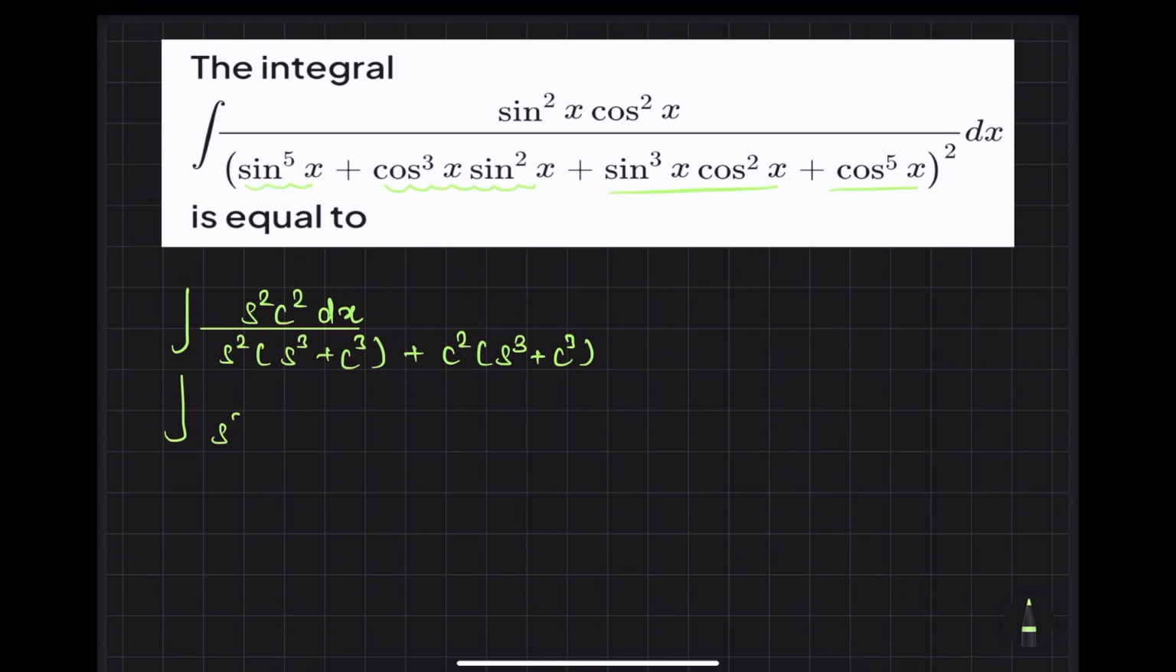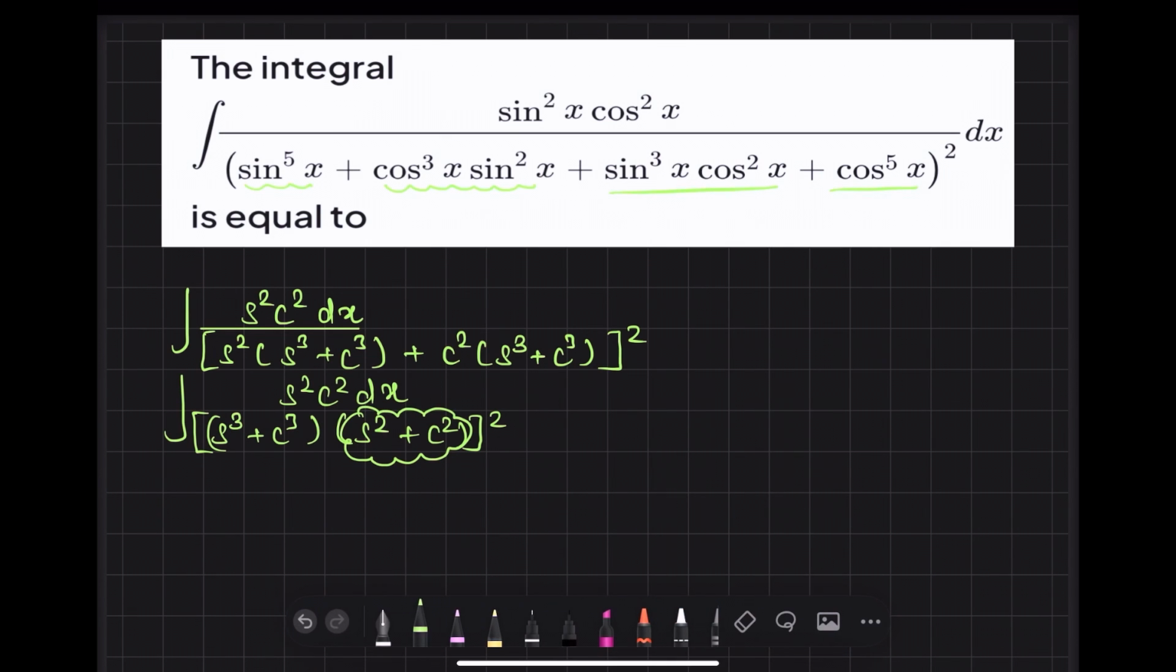Let's do a little bit more simplification. We will take sine cube, and we have the bigger bracket as well, square. So sine cube plus cos cube we will be taking common, and we will be left with sine square plus cos square with the bracket having square, sine square cos square dx. You know that sine square plus cos square equals 1, so this thing will become 1.